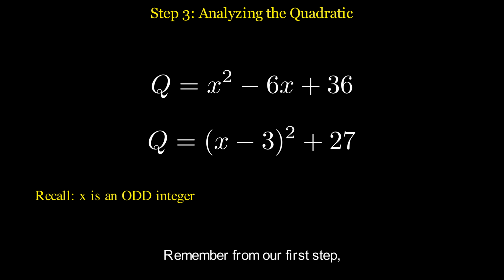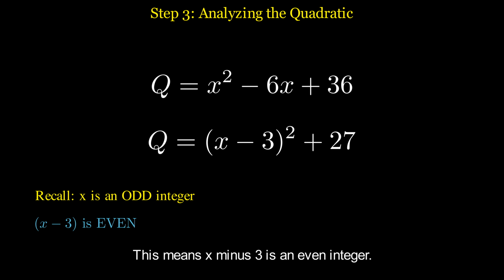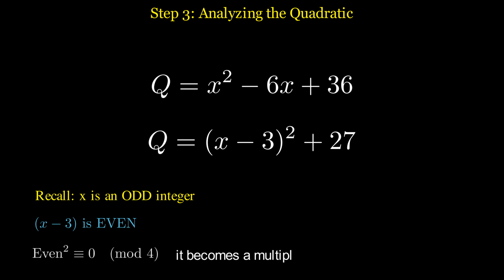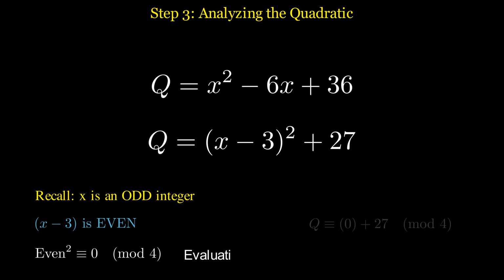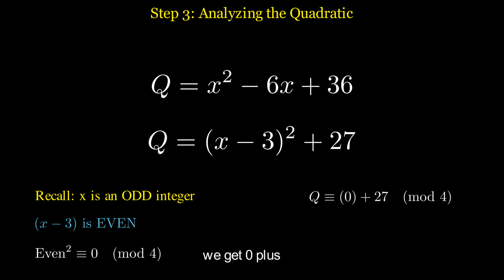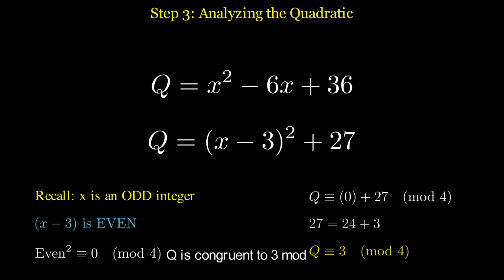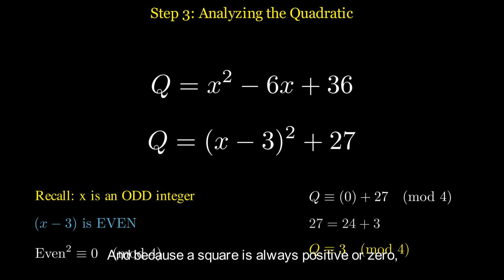Remember from our first step, x is an odd integer. This means x minus 3 is an even integer. When you square an even integer, it becomes a multiple of 4. So x minus 3 squared is 0 modulo 4. Evaluating q modulo 4, we get 0 plus 27. Since 27 leaves a remainder of 3 when divided by 4, q is congruent to 3 modulo 4. And because a square is always positive or 0, q must be at least 27, meaning q is a positive integer.